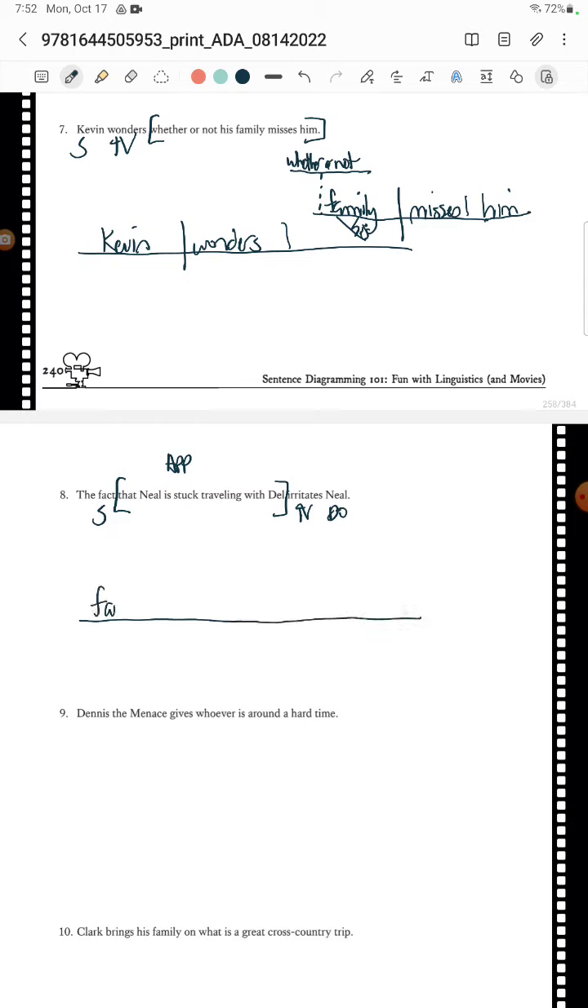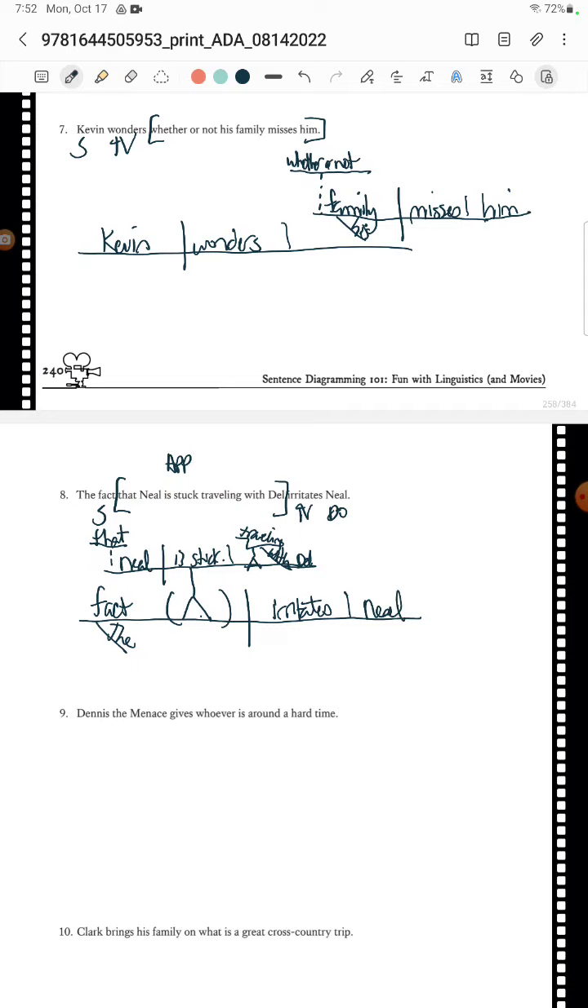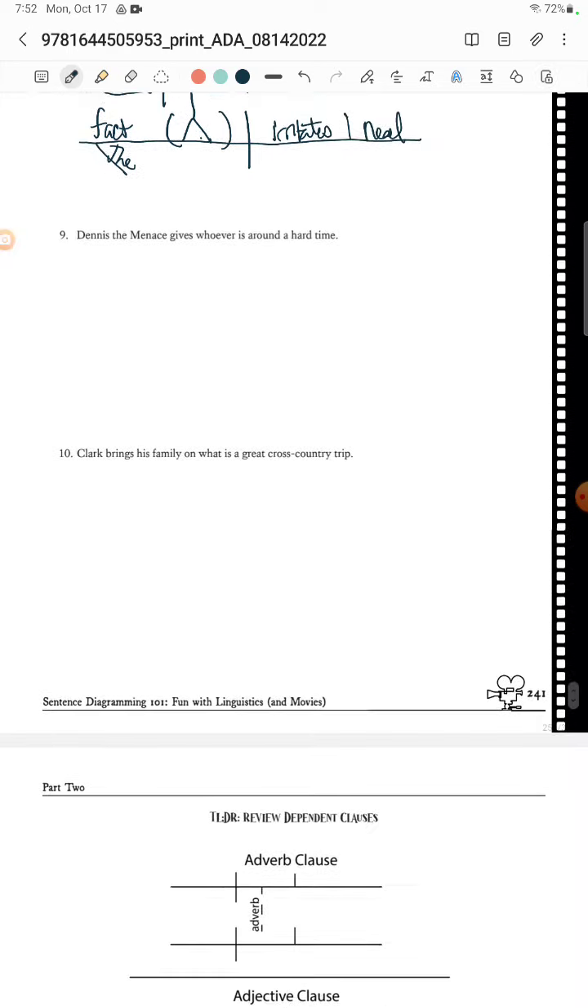So what do we have? We have a fact. It's the fact. And then what is the fact? The fact is that Neil is stuck. And then how is he stuck? He's stuck traveling. So we got a gerund there. And then he's stuck traveling with Dell. And maybe Dell's not a great travel partner in a lot of ways. All right, stand, parentheses, because it's an appositive. What am I missing? Oh, the that. Put my that in there. And then all of that irritates Neil.